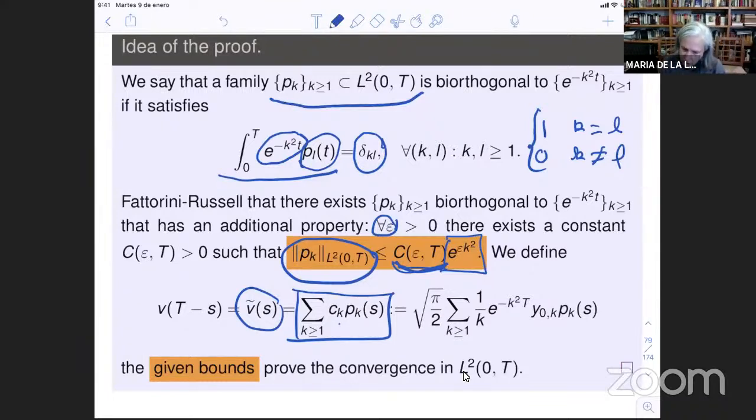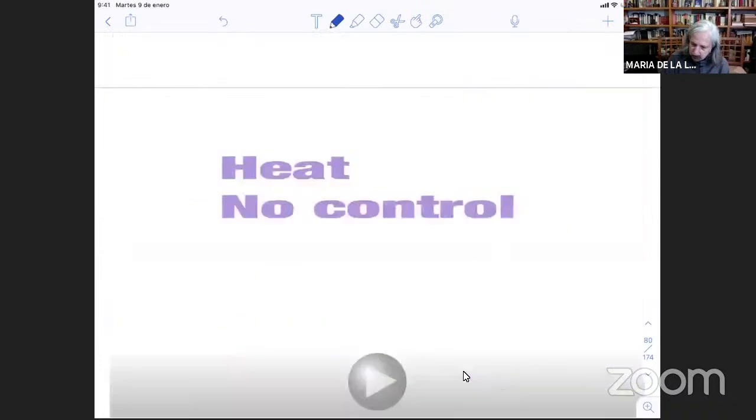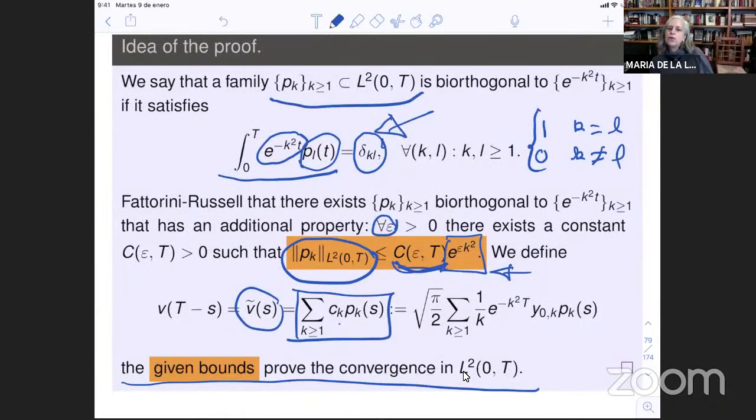Okay. So what are you going to obtain? Because you have this Kronecker delta, you're going to obtain the thing you need, okay, at all times. And the given bounds give the convergence in L2 of (0,T). So this kind of technique is very useful when you work in the one-dimensional setting.